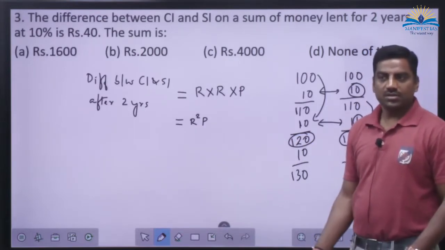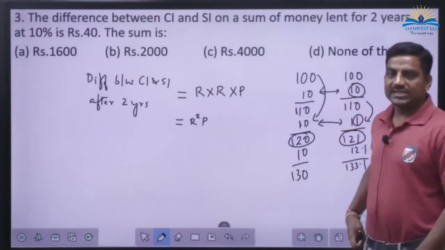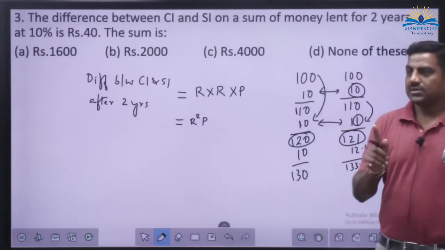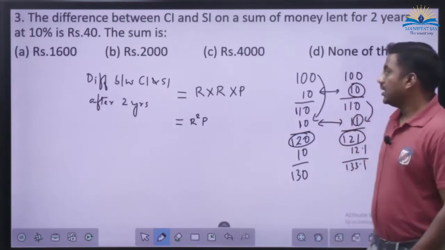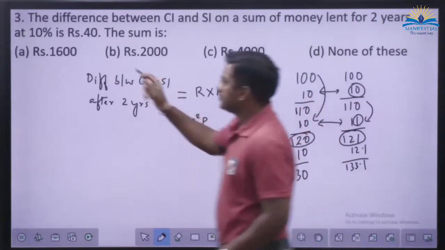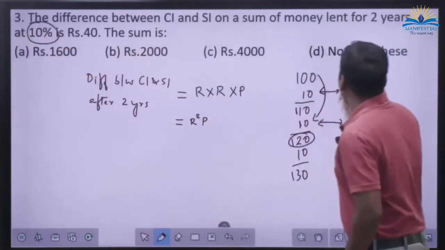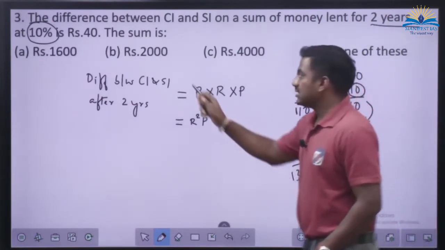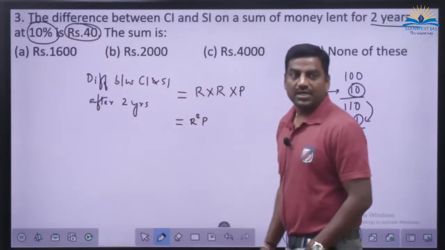Right? Difference between compound interest and simple interest after 2 years. Anyways, after 1 year, no change. So here, can you tell me, for this problem, what is the rate of interest? 10%. And how many years? 2 years. So can I use this one? This difference is what? Rupees 40 is the difference.